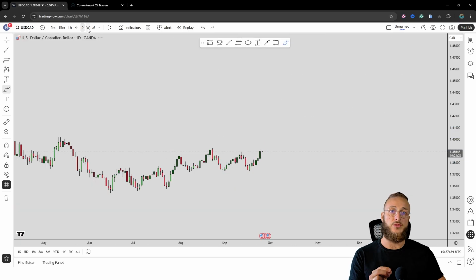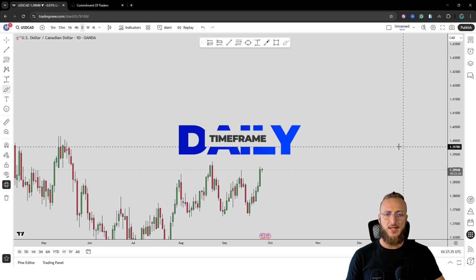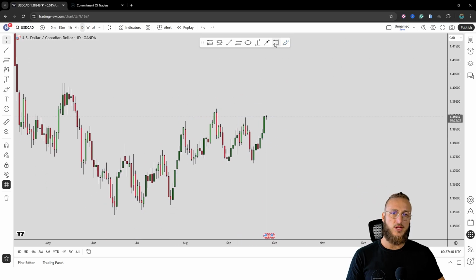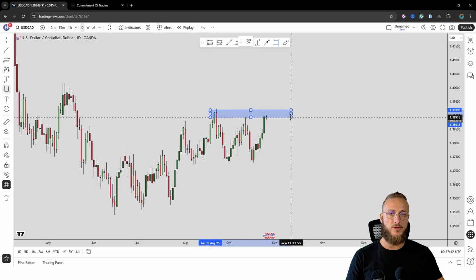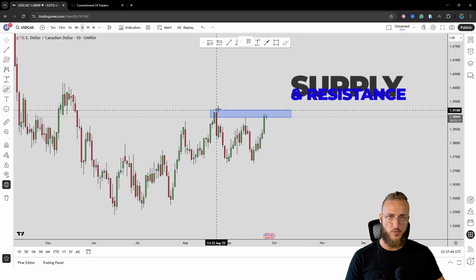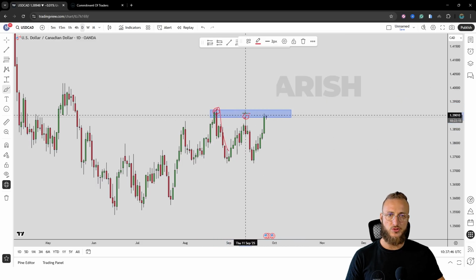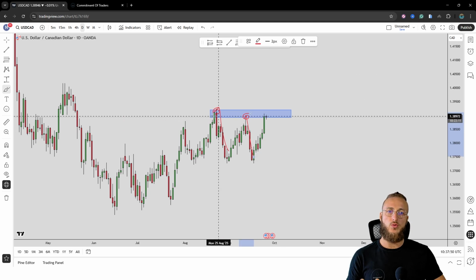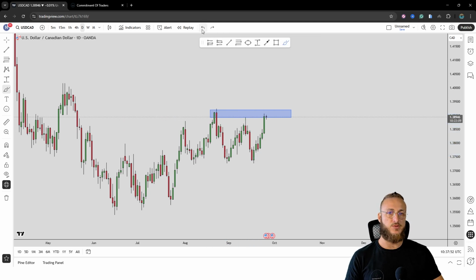Let's drop down on the daily time frame. Now, from a daily perspective, before we dig deeper into the technicals, we have to identify this area here as the previous supply and resistance. From here, all these previous rejections to the downside were created. So let's see what institutions are doing as the market is testing this resistance zone.